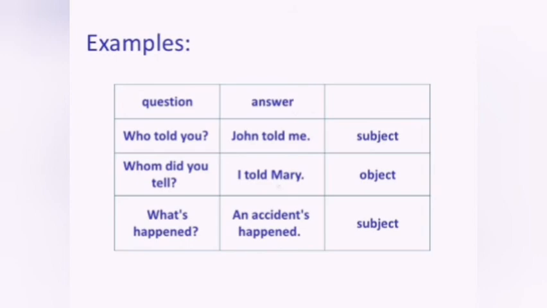And you can see the answers: John told me, I told Mary, and accidents happen. So you can say answers are provided for those questions. Who? Asking about a person, a name. That means John is the name that is replaced by who, that is a pronoun. Mary is replaced by whom, so it is a pronoun. And further, accident is replaced by what.